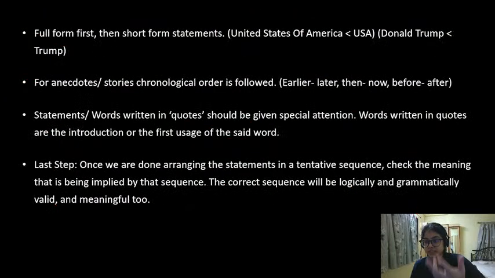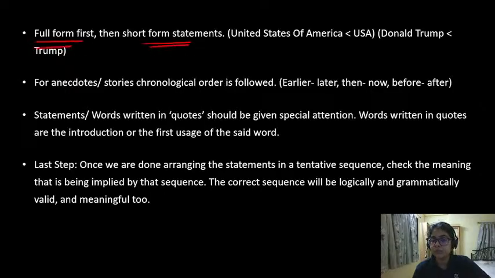Okay, the other ways that you can make pairs is obviously full form first and then short statements. So if there are abbreviations mentioned, okay, then you can make pairs through them. जैसे United States of America पहले आएगा, फिर जहाँ भी USA मेंशन किया है वो उसी के बाद आएगा. पहले United States of America आएगा, जहाँ पे भी USA है, सबसे first statement full form वाला statement होगा. Then जहाँ पे भी Trump है, सबसे पहला statement उसके पूरे नाम वाला statement होगा.